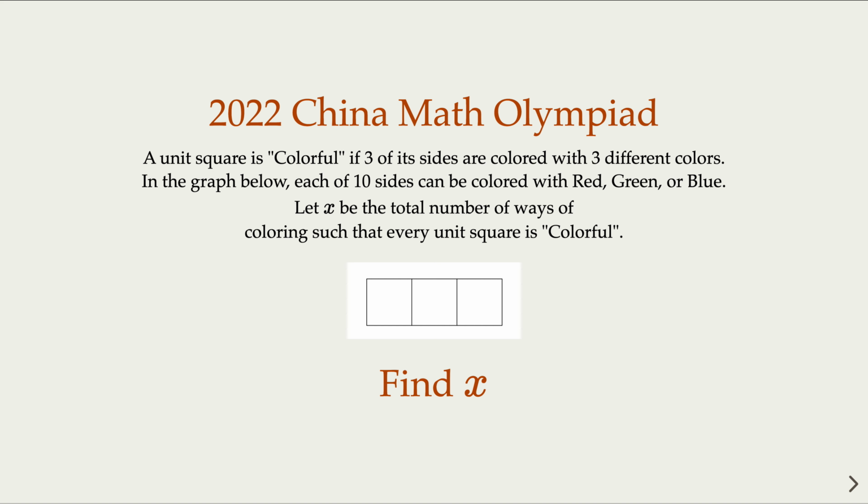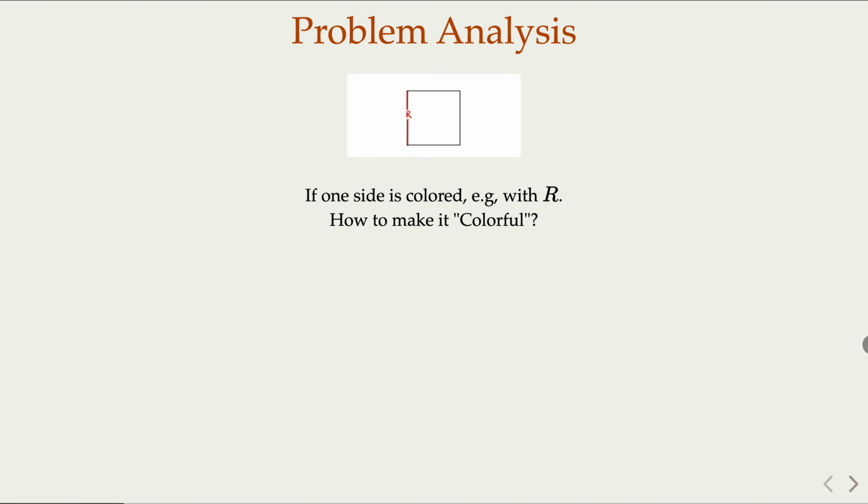Okay, so let's do some analysis here. For a given square, let's say I color the first side with red. Now how to make the square colorful? Now we have 3 more sides to color. We need at least green and blue somewhere, right? And we could also have another red. So how to make it colorful?